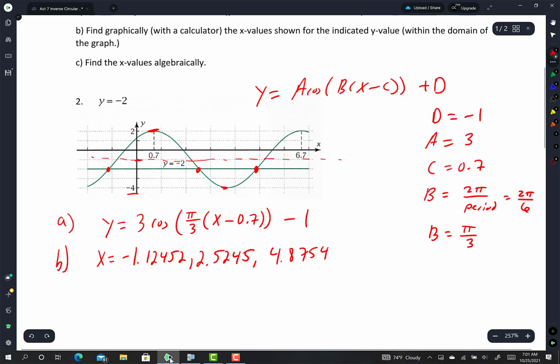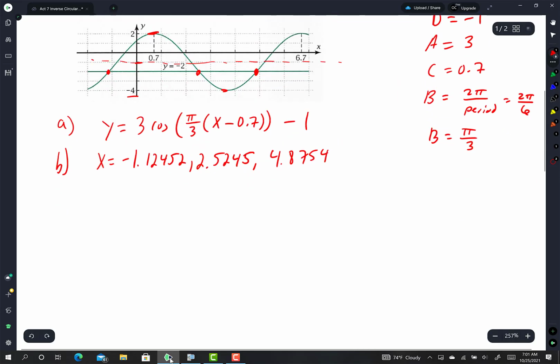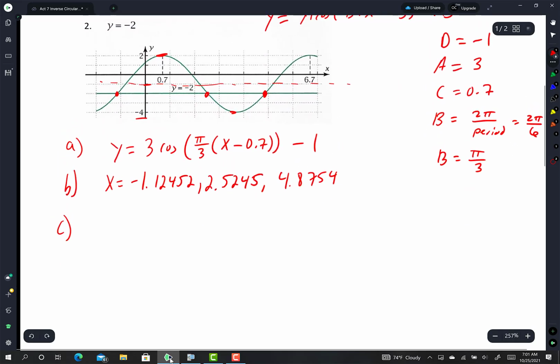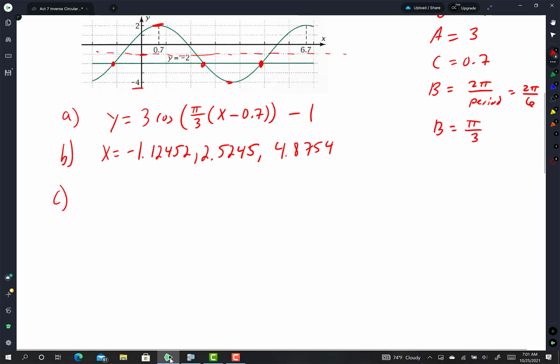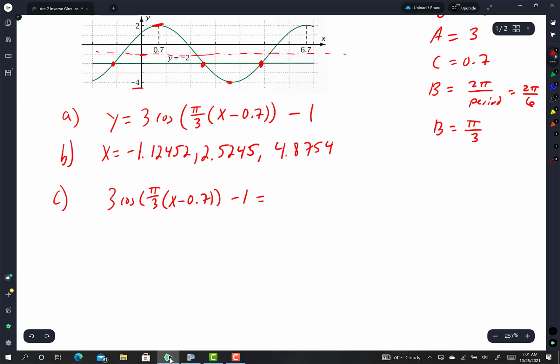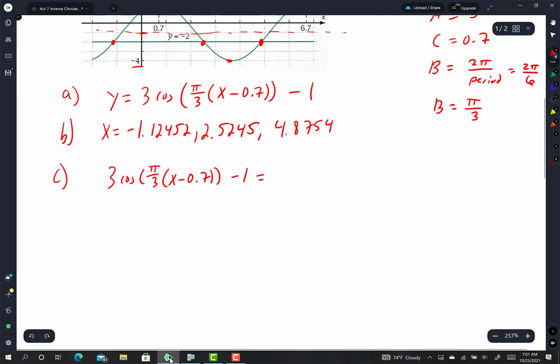Now let's do letter C. Letter C says algebraically, so they want to see the work. So I'm going to set all that equal to negative 2. I'm going to write 3 cosine of pi over 3, open parenthesis x minus 0.7, close, close, minus 1 equals negative 2. And I'm just going to solve, guys.